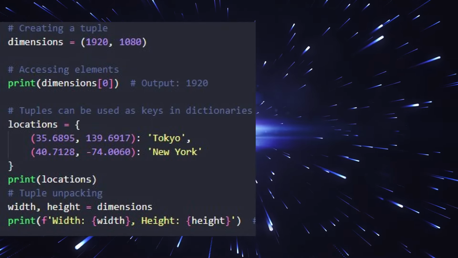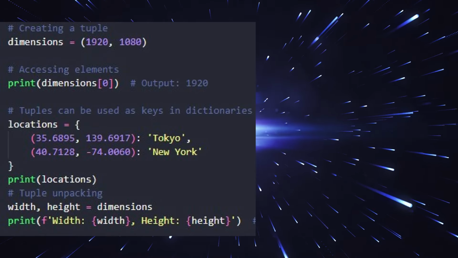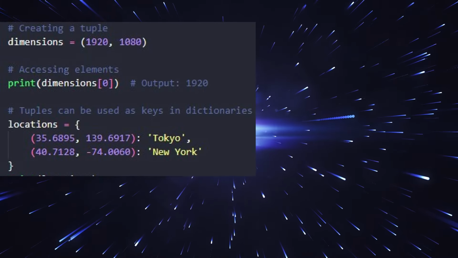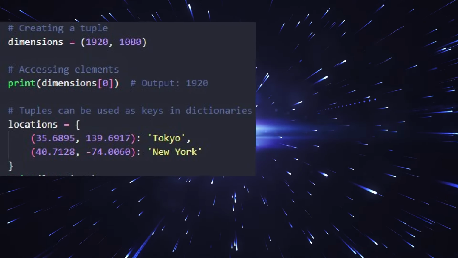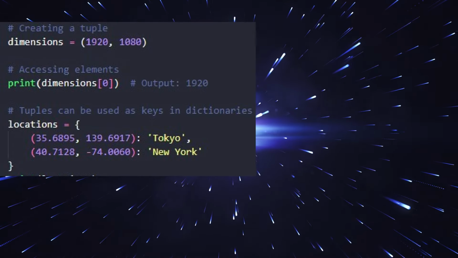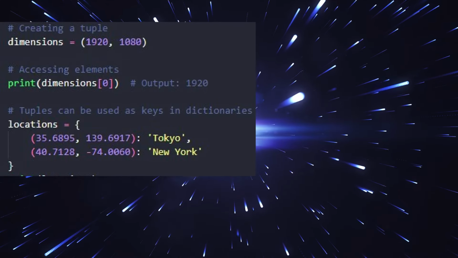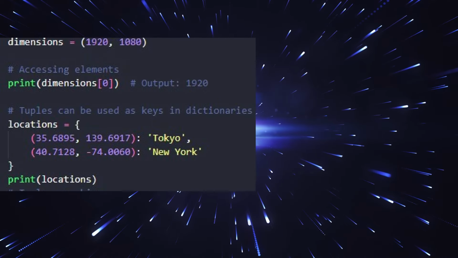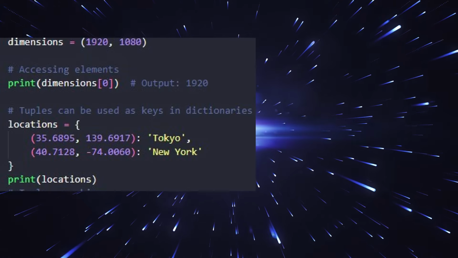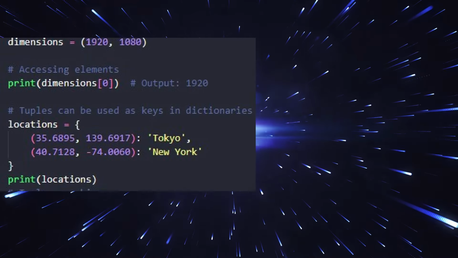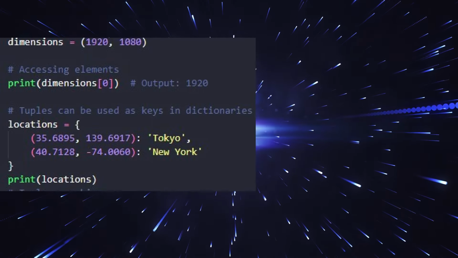Here, you'll see that tuples are enclosed by normal parentheses. We can refer to an item in a tuple by using the name of the tuple, square brackets, and then the placement within the list. And we could even include a tuple as a key in a key-value pair in a dictionary.